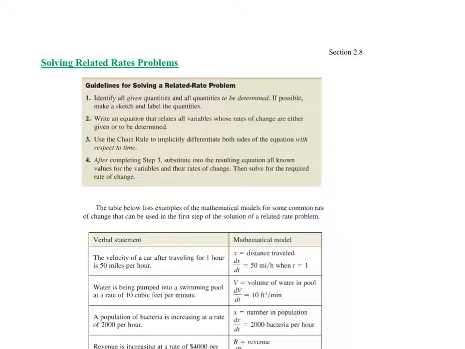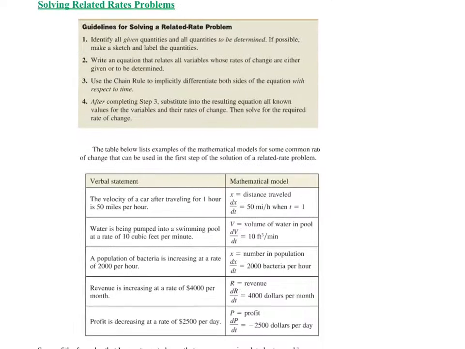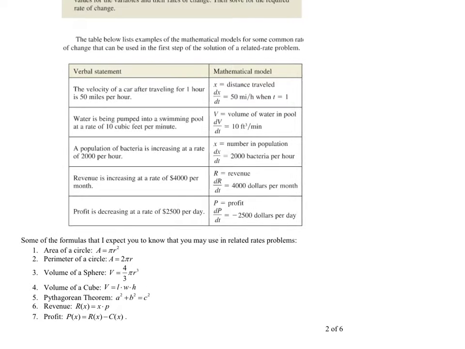Step 3 says use the chain rule to implicitly differentiate both sides. So find the equation, find the derivative of both sides. And then step 4 says after completing step 3, substitute in the resulting equations all known values for the variables and their rates of change, then solve for the required rate of change. In other words, you found the derivative of both sides, plug in what you know, and solve for what you want. Might be easy, might take a couple extra steps that you actually have to think about.